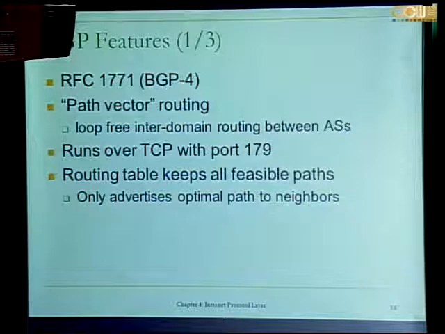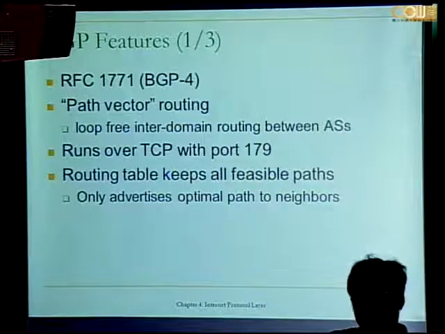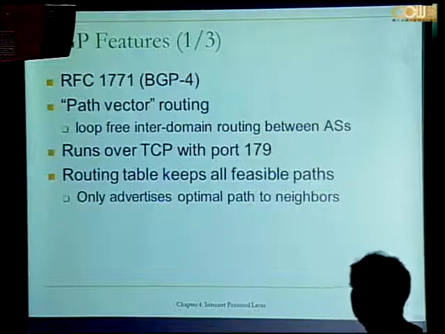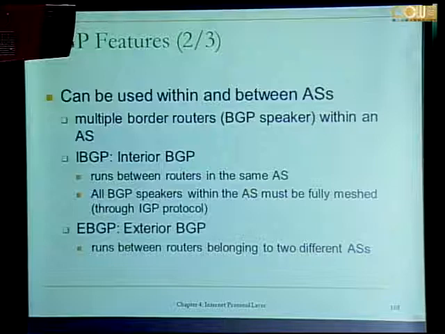And the routing table will keep all feasible paths, not just one path, but it advertises only one optimal path to the neighbors. So I know how to reach X, but I take the best path, the optimal path, to advertise and exchange with my neighbors. I would just tell my neighbor the best path, even though I maintain several paths from other neighbors.